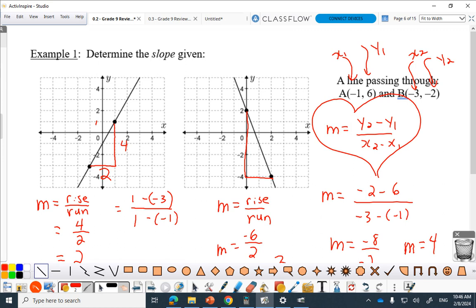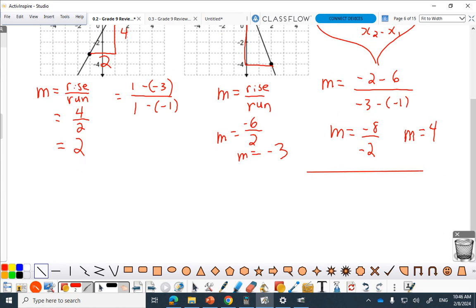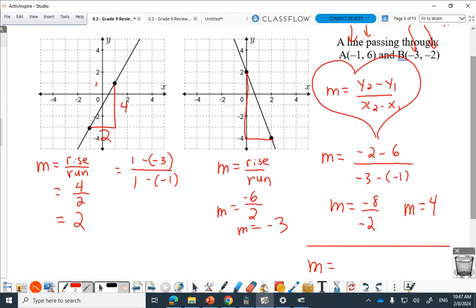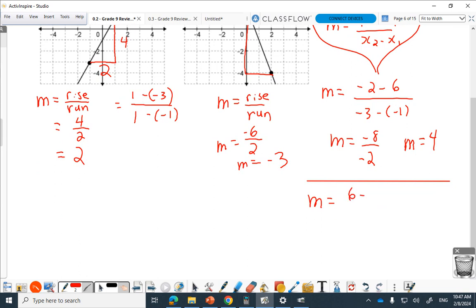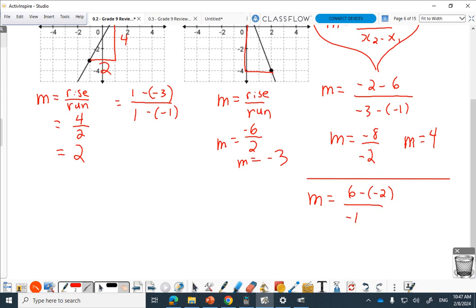Here's the second question. Get ready for this. Wouldn't I get a different answer if I use this as the second point and this is the first point? See, I got -8 over -2. Wouldn't I get a different answer? Well, I'm going to go down here and do exactly that. I'm going to do it all in reverse and see what happens. So instead of using this as the second point, I'm going to use this as the second point. And I get 6 subtract -2. And then -1 minus -3.